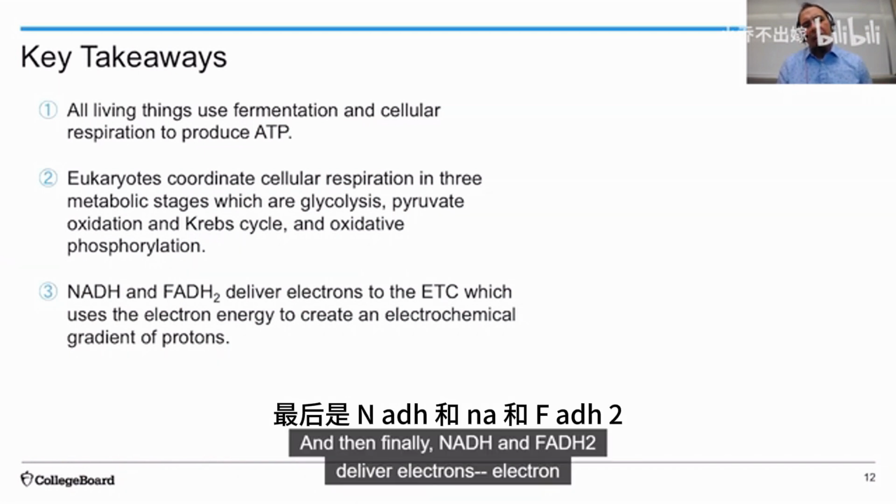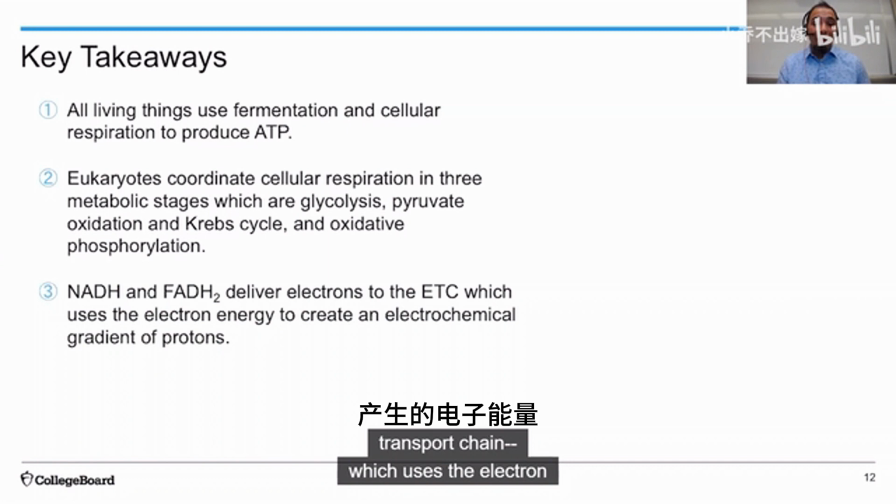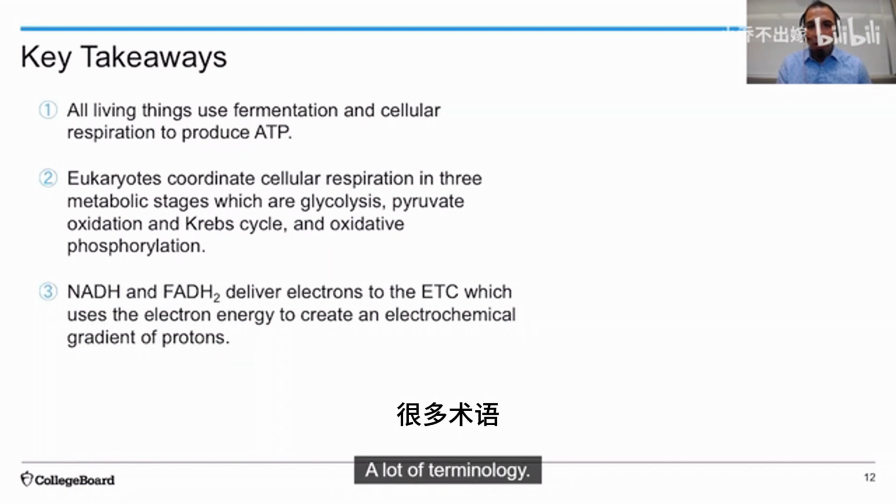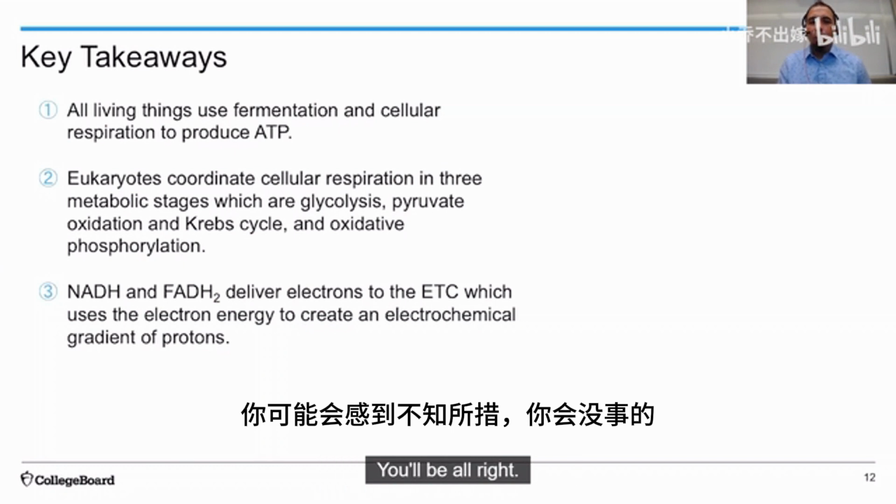And then finally, NADH and FADH2 deliver electrons to the electron transport chain, which uses the electron energy to create an electrochemical gradient of protons. A lot of terminology. You may feel overwhelmed. You'll be all right. It's all right.